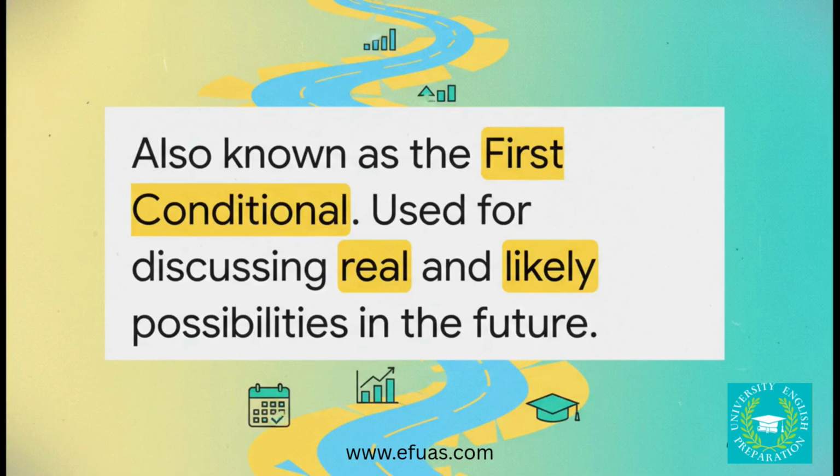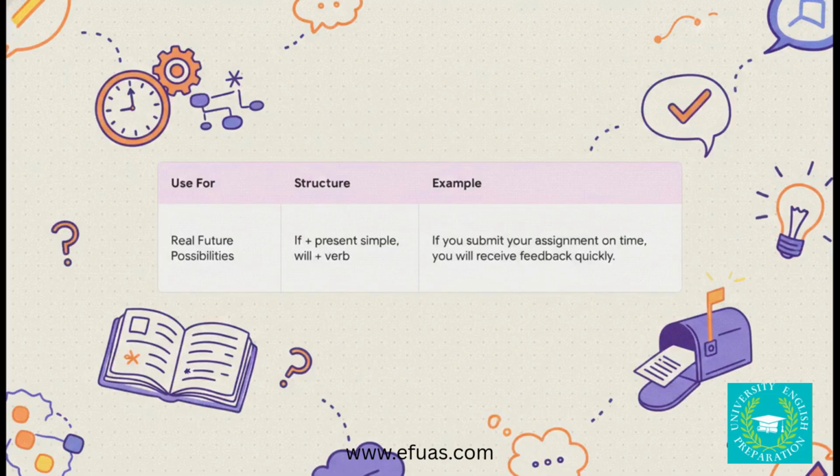Okay, so let's move on from those universal truths to real-world possibilities. This is the first conditional, and it's all about talking about things that are real and likely to happen in the future. You're going to use this one constantly, especially in academic planning. The structure here is if plus the present simple, but the result part uses will plus the main verb. For example, if you submit your assignment on time, you will receive feedback quickly.